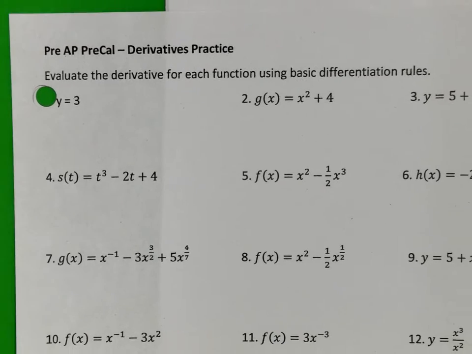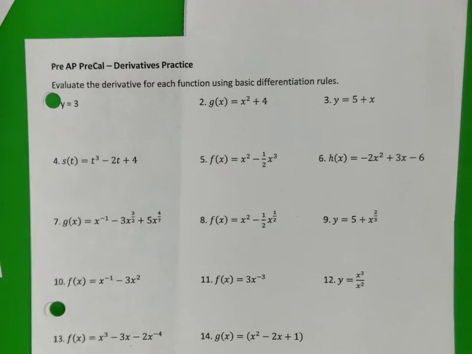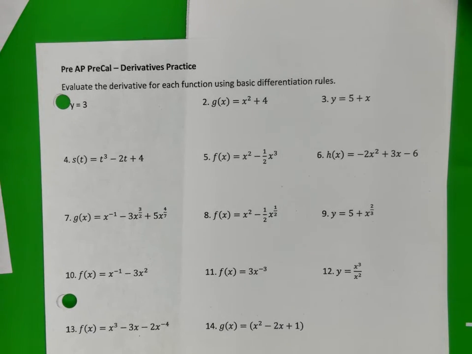This is page 29. Seniors, I told you if you were out Friday, this should be completed by today. Page 29. Number 1, what is the derivative of this one? Sarah, what's the derivative of y equals 3? Y prime would be equal to 0. Y prime equals 0. Very good.